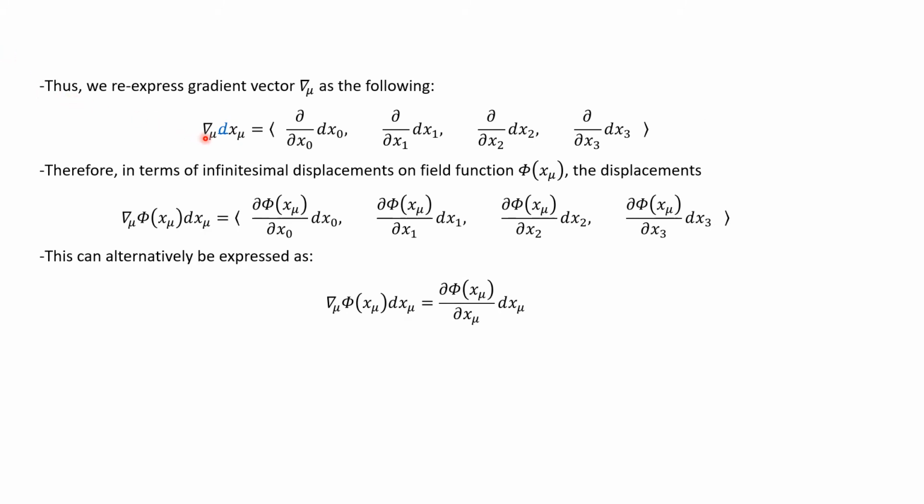Thus, we re-express the gradient vector as the following, where we see each differential element corresponds to an infinitesimal change, which are the partial derivatives. Therefore, in terms of infinitesimal displacement on a field function phi, the displacements can be expressed here, incorporating the field function phi acting on, which means the partial derivative acts on the field function phi, which gives us an expression incorporating it. This can alternatively be expressed as right here, as displayed here.